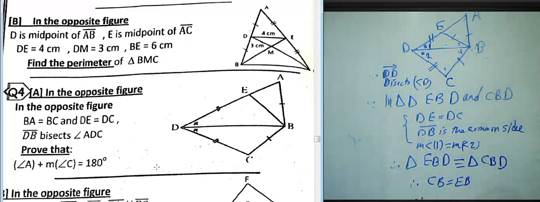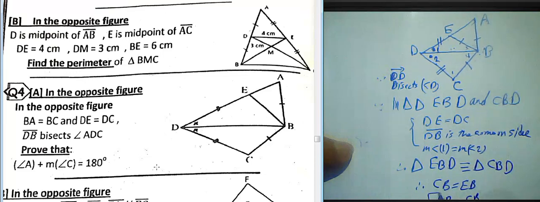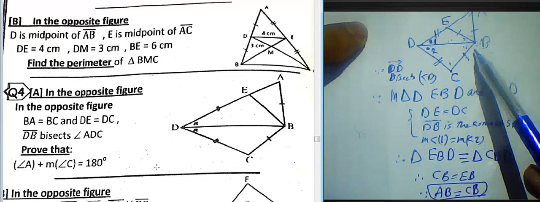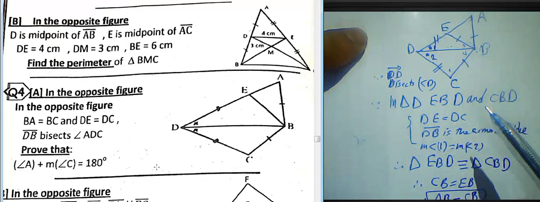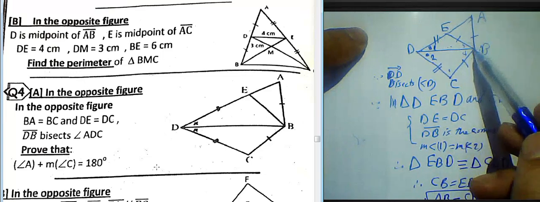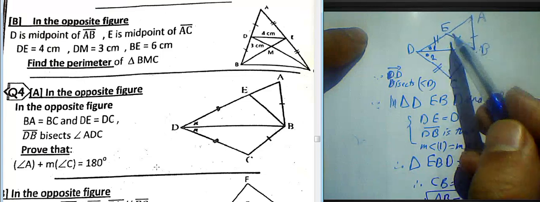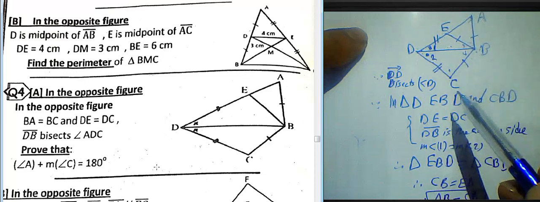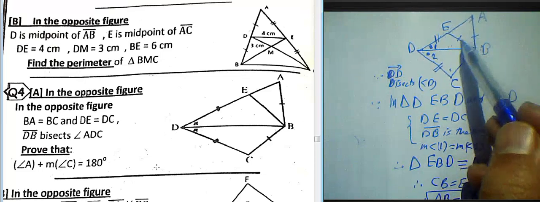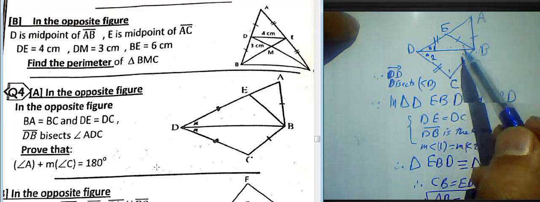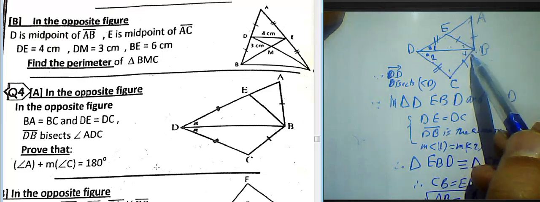But such that AB was equal to CB. He gave us this information. He told us this line here, CB equals EB. Then we have AB equals BC, and we have ED equal to what? DC. We have two sides of equal lengths here. AB equals what? Equal to ED, and ED equals BC.